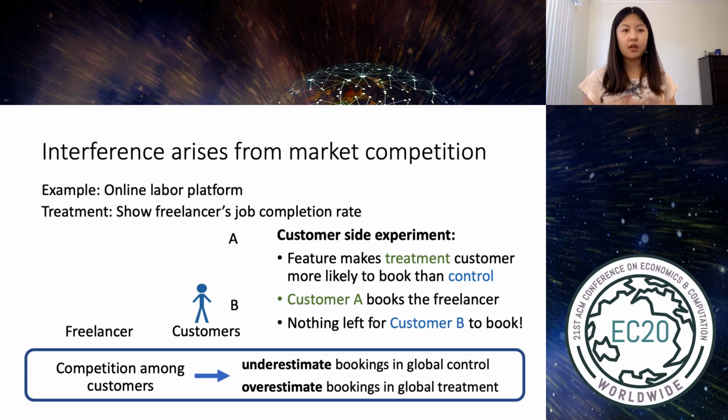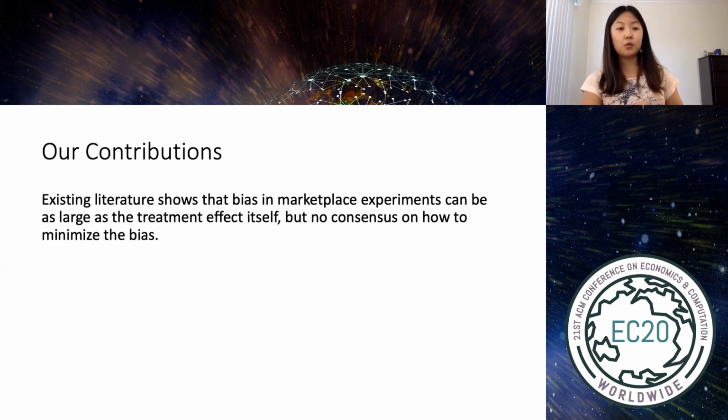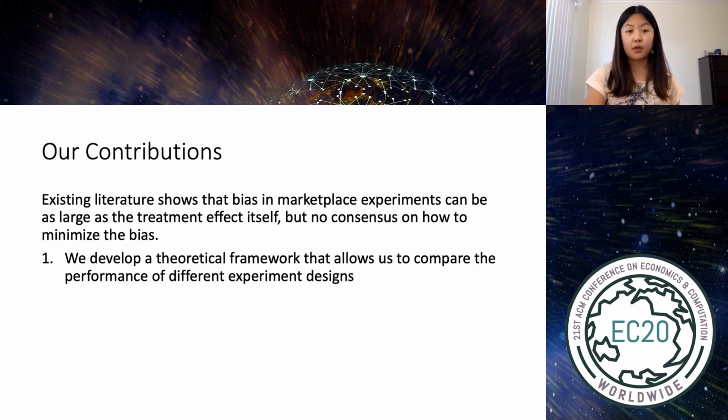So in this example, I've shown you how there's interference for a customer-side experiment. Since we're on a two-sided marketplace, you could also run an experiment where you're randomizing freelancers, and then something similar will happen there. You'll also have these interference effects. So existing work has shown that the bias caused by this interference can be quite large on these marketplace experiments. And actually the bias can sometimes be as large as the treatment effect itself. However, there's no consensus on just how large it can be, or when it's particularly bad, or what kinds of experiments minimize this bias. And so this is where our work comes in.